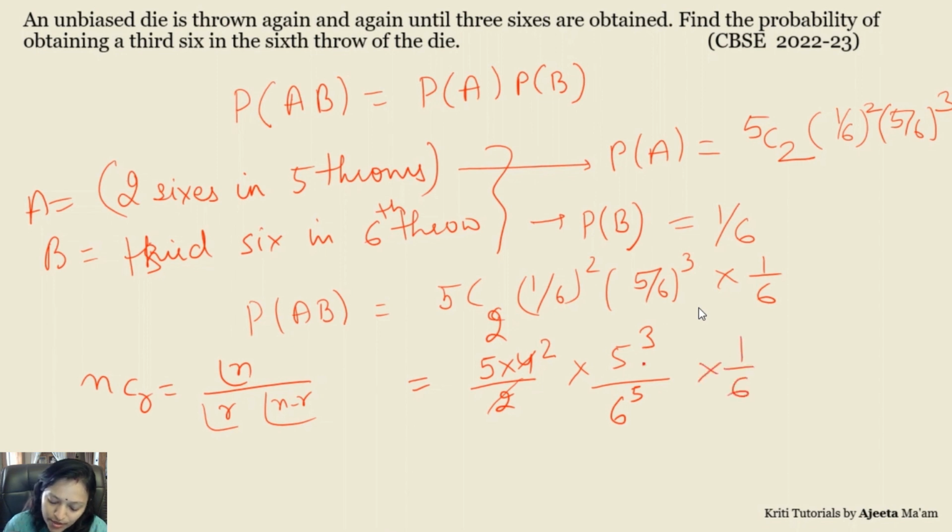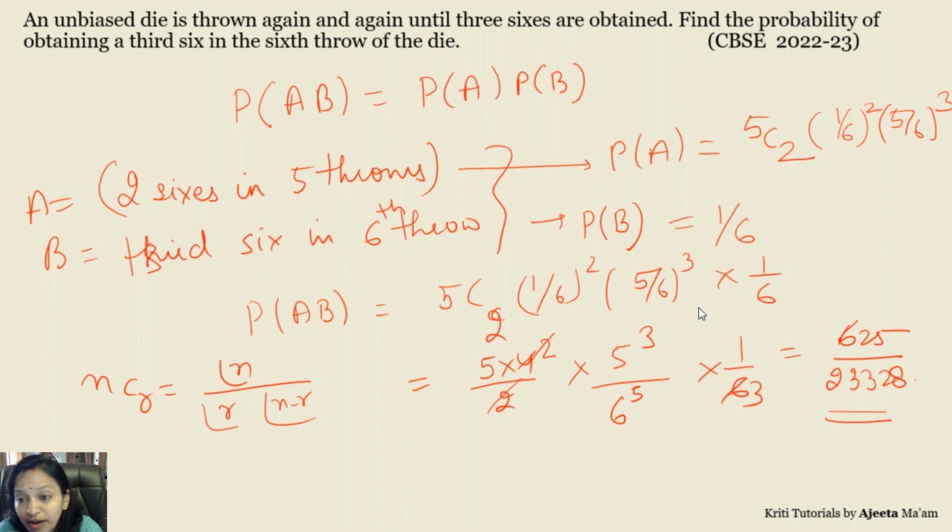So what do we get here? 5 raised to 4 is 625. 2 I can cancel with this. So 6 raised to 5 into 3, that is 3888, right? And here we get 23328, correct? So this is what we have as the answer.